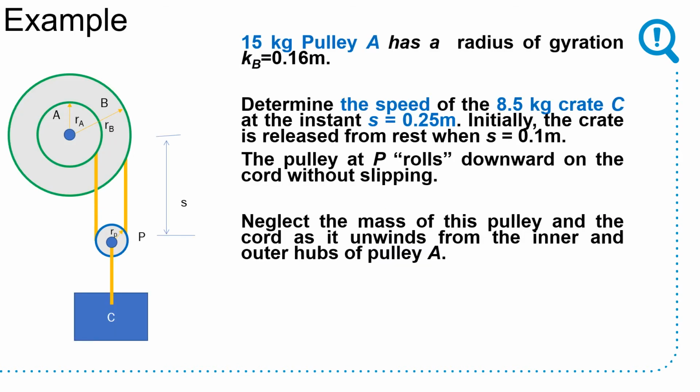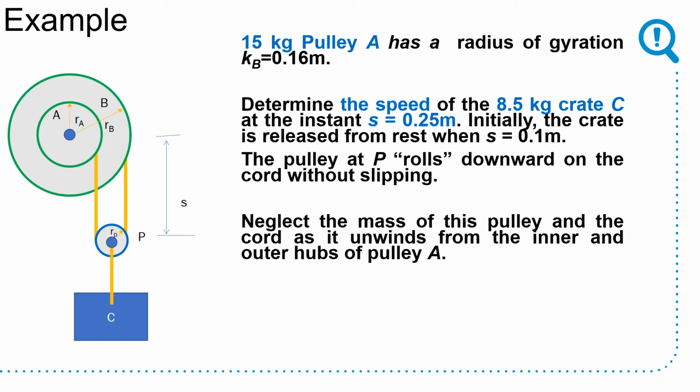So next one. A 15 kilogram pulley A has a radius of gyration k_B equals 1.16 meters. Again, this is going to be one of those cases where you should be very familiar with what's happening with pulleys and radius of gyration. You'll see lots of radii of gyration when dealing with pulleys. Determine the speed of the 8.5 kilogram crate C at the instant s equals 0.25 meters.